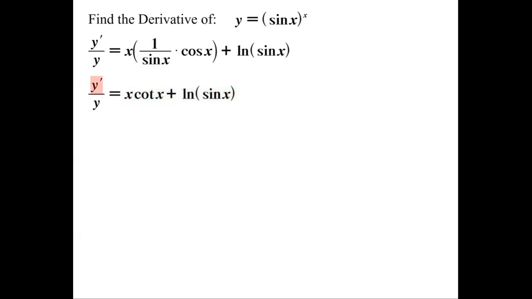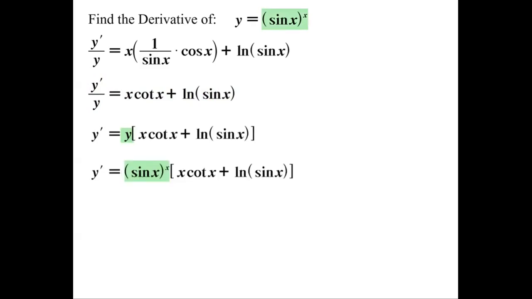After we have taken the derivative of both sides, we solve for dy dx, or y prime. So here we multiply both sides of the equation by y, and we have the following expression. Lastly, we need to substitute y with the initial expression we started with. Substituting the expression, we have that the final derivative is equal to sine of x raised to the power of x times the quantity x times cotangent of x plus the natural log of sine of x. Let's try the next one.